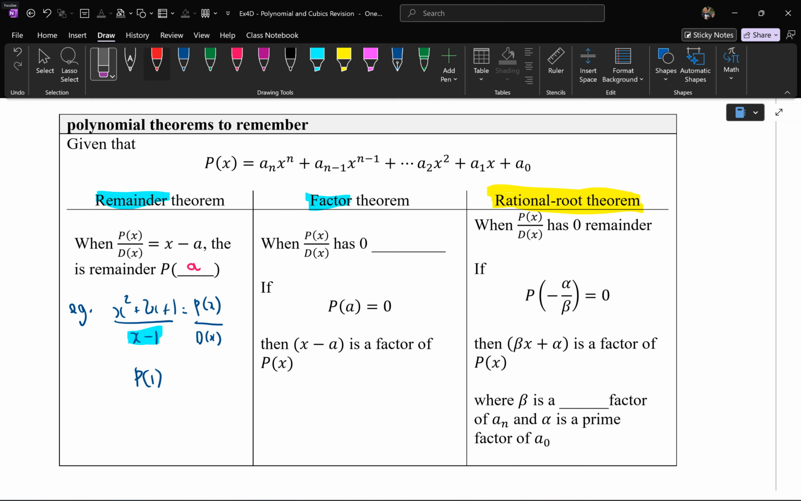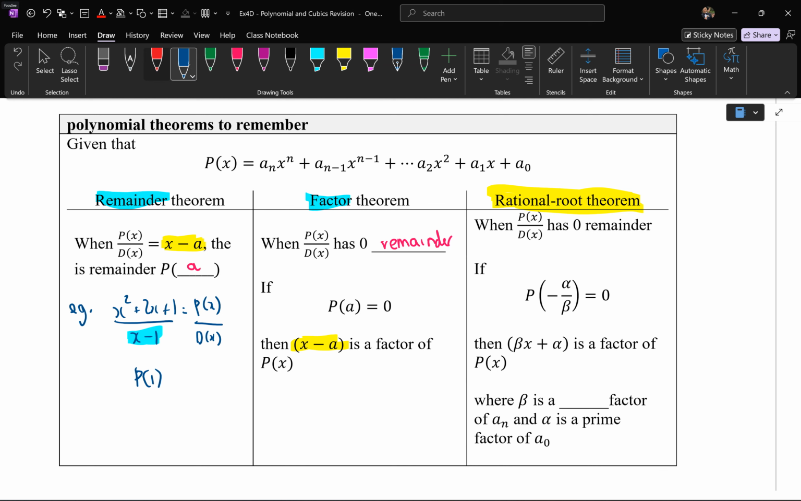Well then factor theorem says what? When p of x divided by, so dividend divided by the divisor, has 0 remainder. If it has a 0 remainder, it means that whatever number you decide to sub in, whatever a is, if you sub it in and this ends up being 0, meaning the remainder is 0, that tells me that x minus a, so the one that's your quotient, is a factor. Okay, that must be a factor of what you divided. If it's a factor, well then it fits nicely.